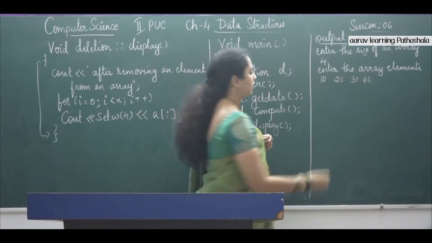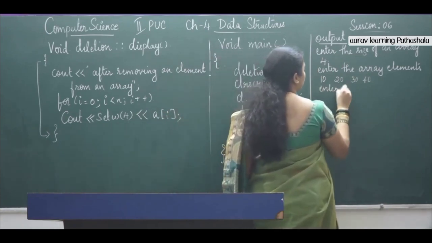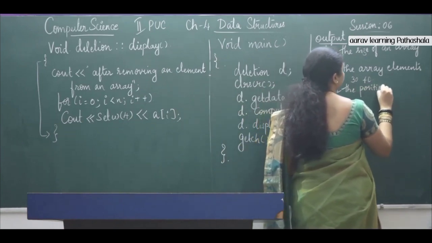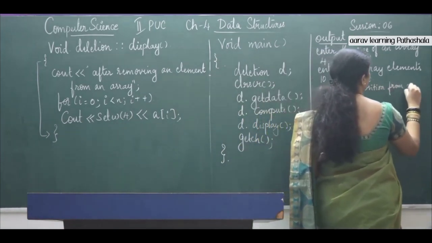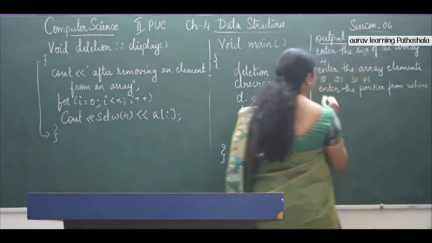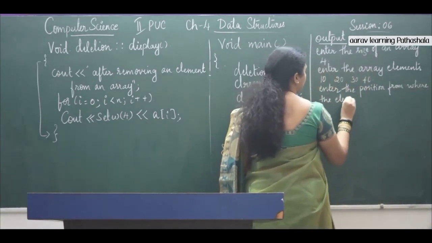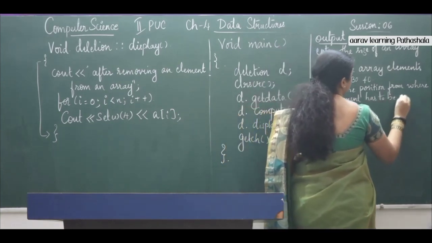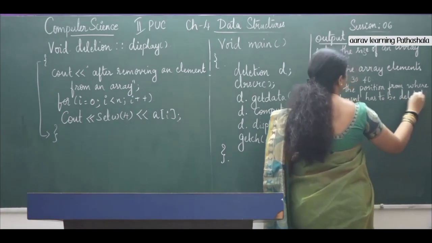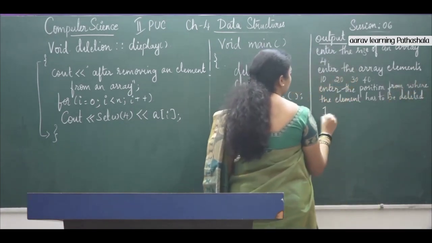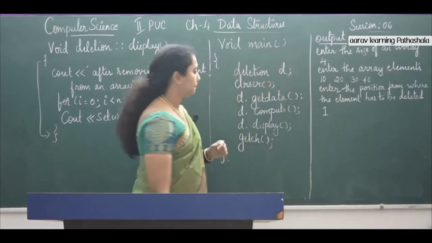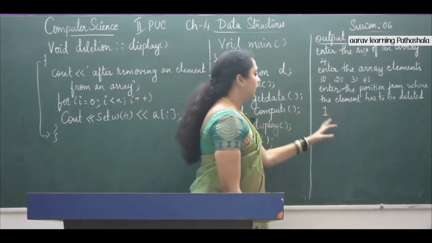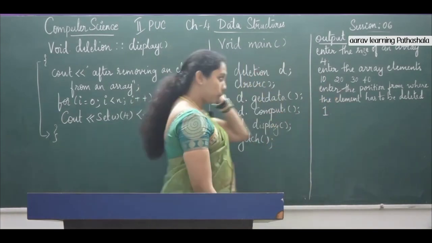Now enter the position from where the element has to be deleted. So what is the position? Position is 1. So in the compute function, it will delete an element from the position 1, that is 20.